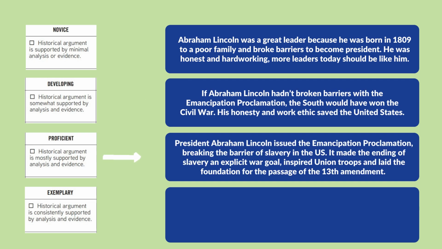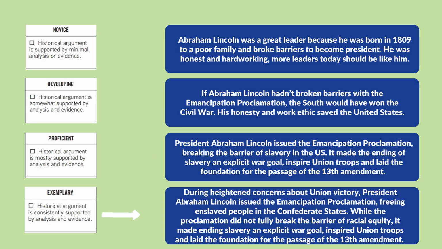The third example is a thesis at the proficient level. It connects Lincoln to the Emancipation Proclamation and outlines 3 areas that the project will focus on. This thesis presents the student's argument in a straightforward way. It's clear that the student will analyze the way that the Emancipation Proclamation affected the war, and they list some of their pieces of evidence. It's also easy to see how they can support this argument. In general, this is a pretty good thesis. However, we'll look at an exemplary thesis for a stellar example.